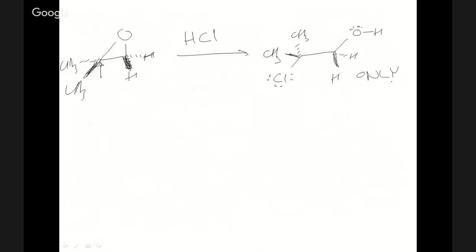We're going to look at one with a stereocenter. We're going to get a single enantiomer. We'll show that in a second. Let's go over this mechanism first. What happens with HCl? Same first step.